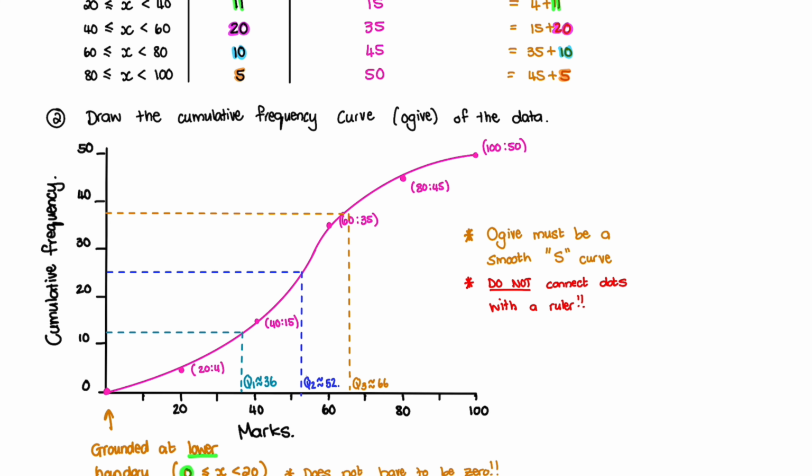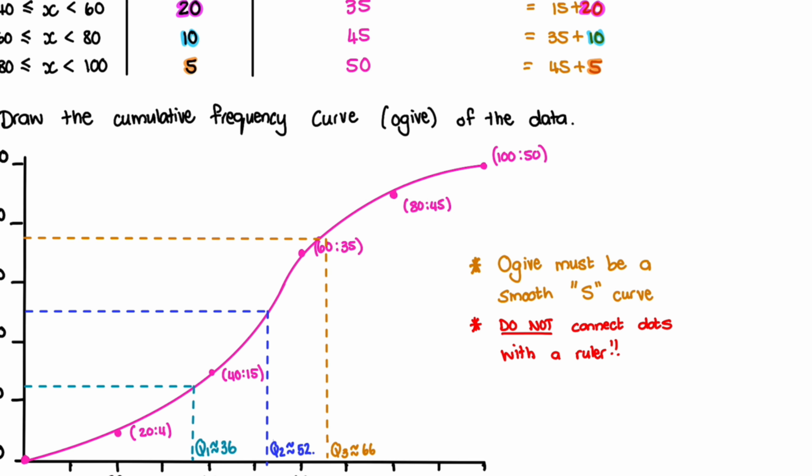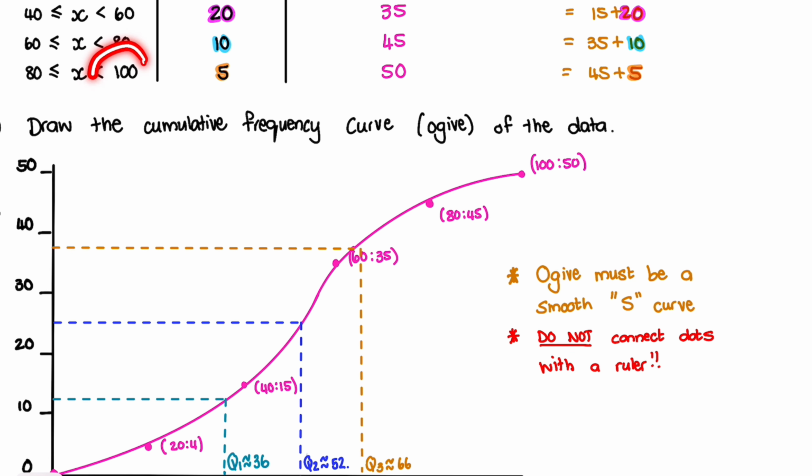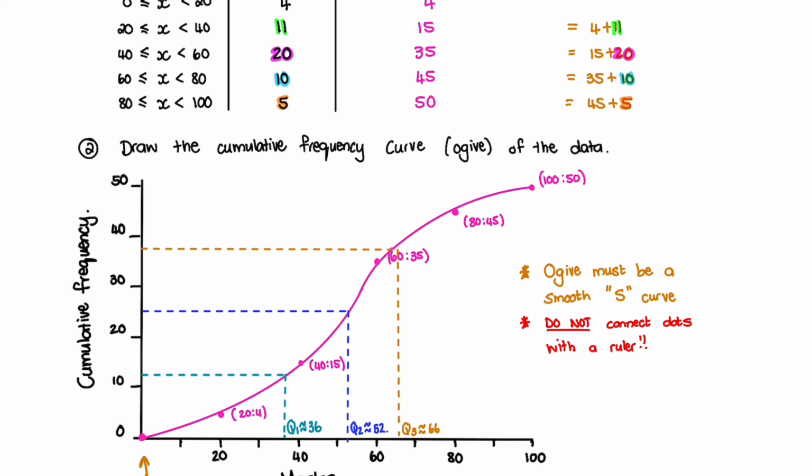And what I want you to notice is that my cumulative frequency curve stops at 100. I don't extend beyond that point even a little bit, because the highest value that we can possibly consider is 100. So the line or the curve would stop exactly there. And that now is how we draw the cumulative frequency curve.